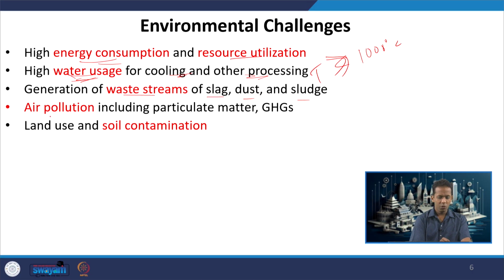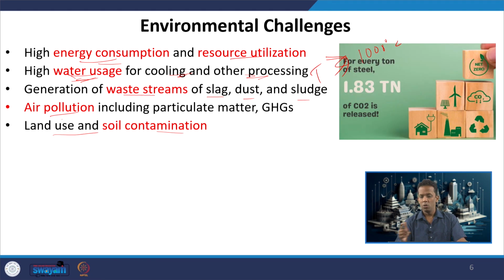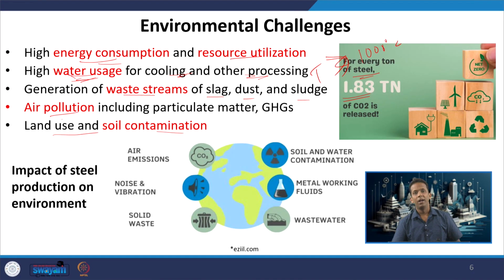There would be a lot of solid particles entrained in water coming out in the form of sludge. Then there will be a lot of air pollution including particulate matter and greenhouse gases because of high energy usage and consumption of fossil fuels. And land use and soil contamination. Because it involves some mining, there will be soil contamination, and the plant capacities and machineries are huge, so the land use is also very high. Almost every component of the environment, air, water, soil, is being impacted by the steel industry. For every ton of steel, almost 1.83 tons of CO2 is released. And as I told you, every component of the environment is affected by steel production.